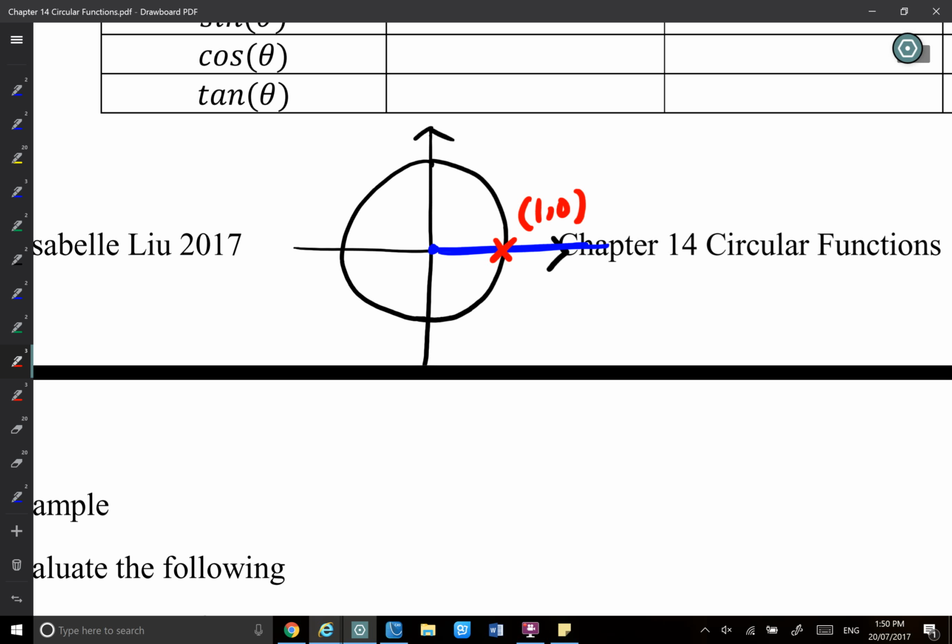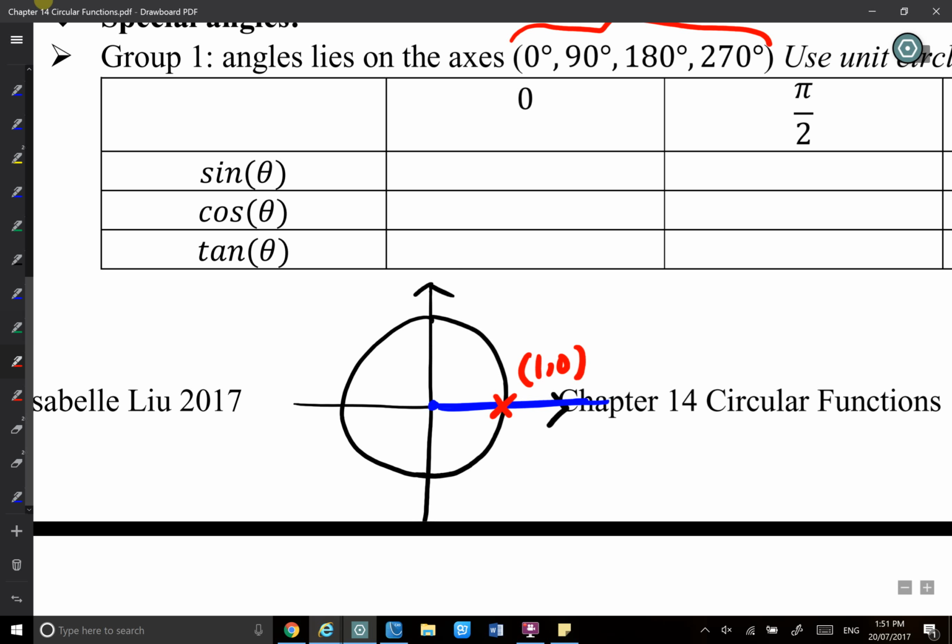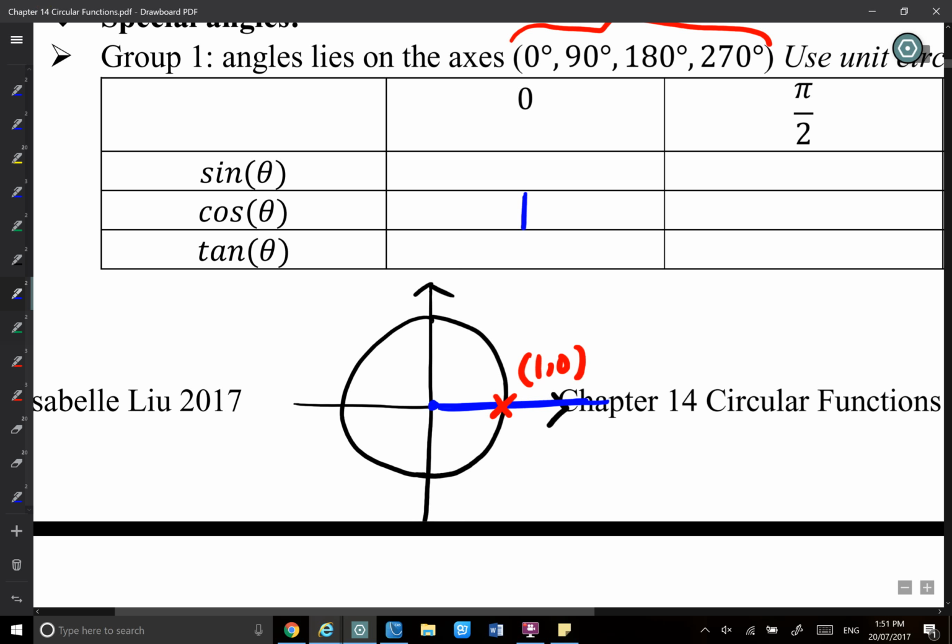Okay, the x coordinates represent what? Sine, cosine, or tangent? Cosine. The x value represents the cosine. So cosine 0 degree is 1. Okay, here I have 1. Cosine 0 degree is 1.